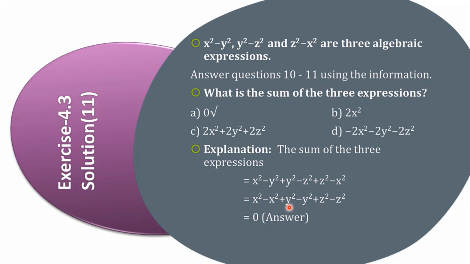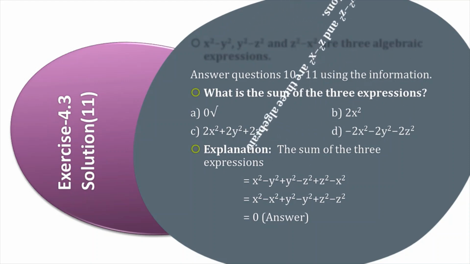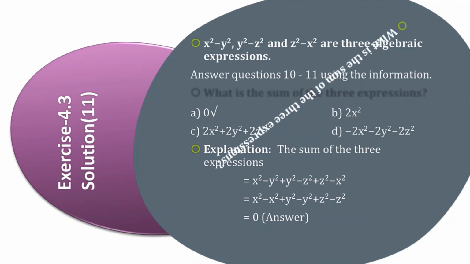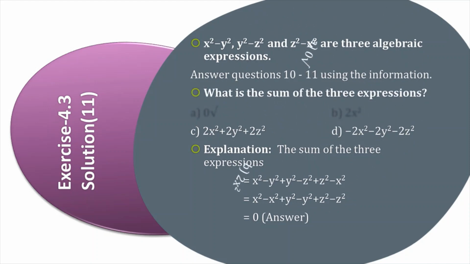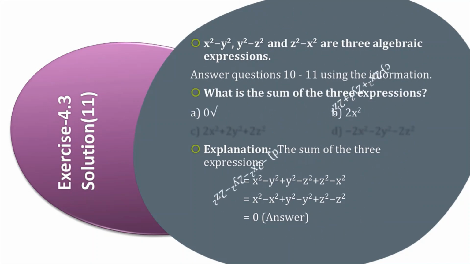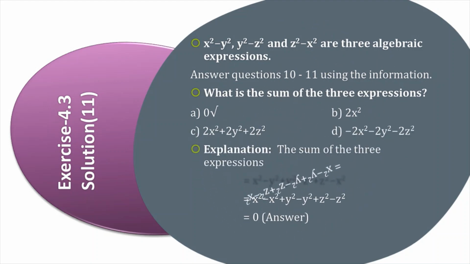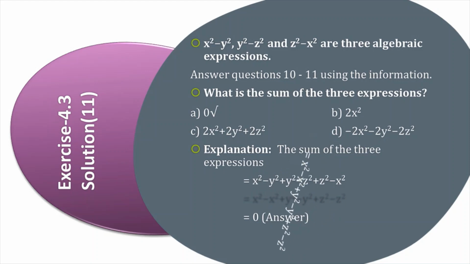If we subtract y square from y square, we will get 0. If we subtract z square from z square, we will get 0. So that's why 0 is the answer, my dear, because plus and minus we will get 0. So this is question number 11, my dear. What is the sum of the three expressions? And the answer will be 0. As you can see the explanation, the similar terms are in plus and minus sign. That's why 0 is the desired answer.